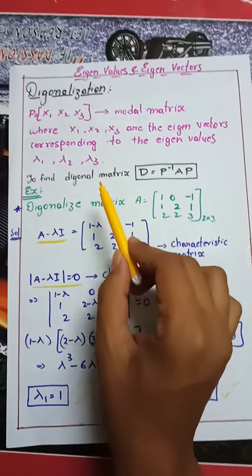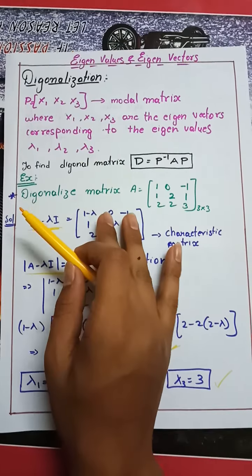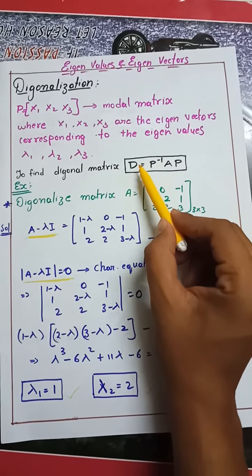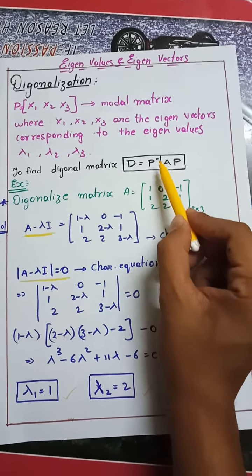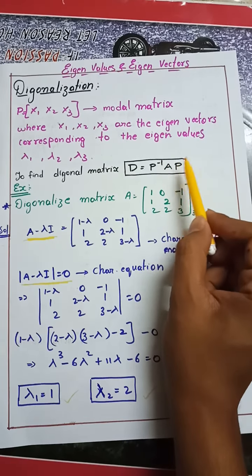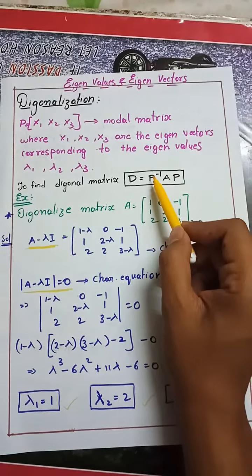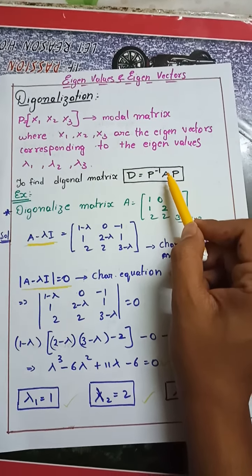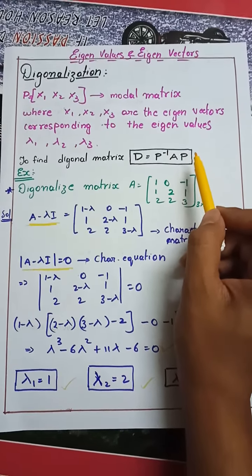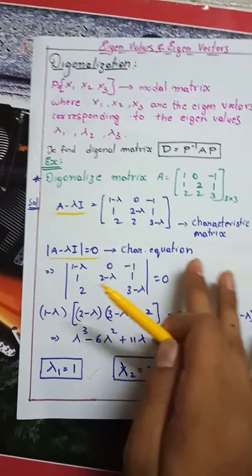So to perform a diagonalization, we need an equation which is nothing but D is equal to P inverse A P. Here P is nothing but the model matrix, and P inverse is the inverse of the model matrix. So here is an example.